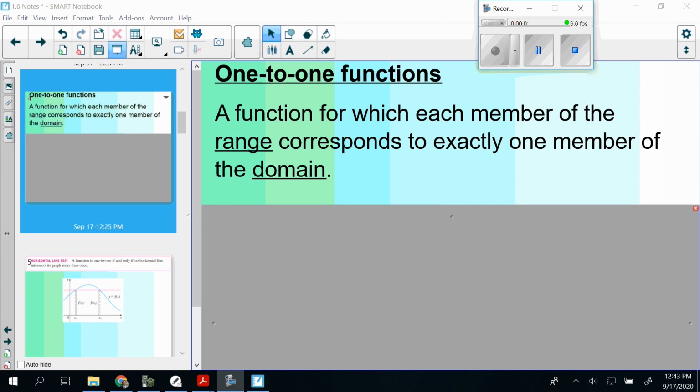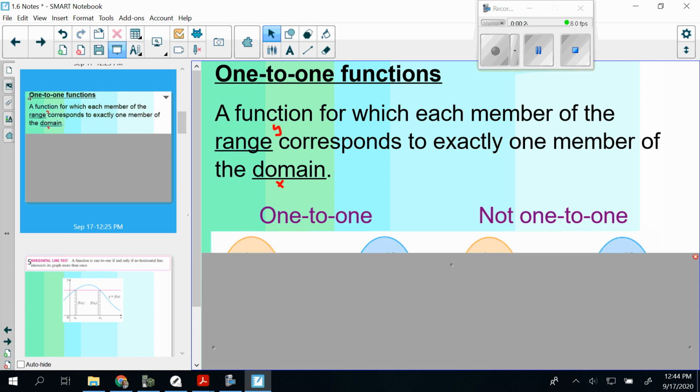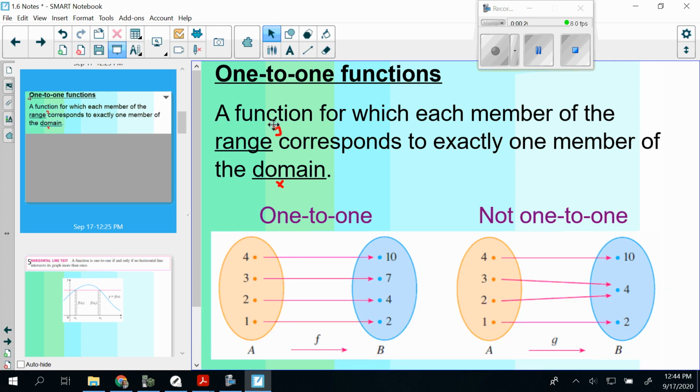All right, next we're going to look at one-to-one functions, a function for which each member of the range, now that member of the range is kind of like your y values, corresponds to exactly one member of the domain, that's your x value. So one-to-one functions should have just one element for each, and going backwards. Graphically, let's look at some sets to kind of see what that means.